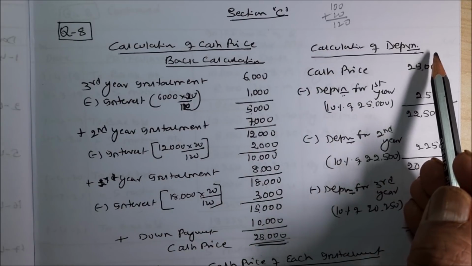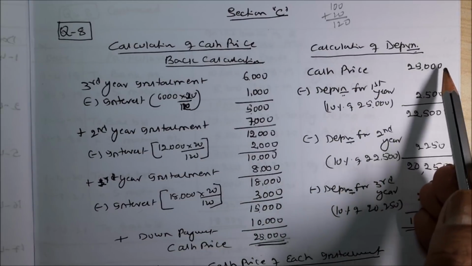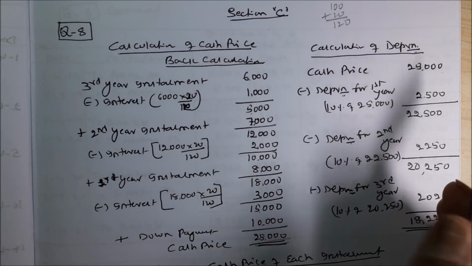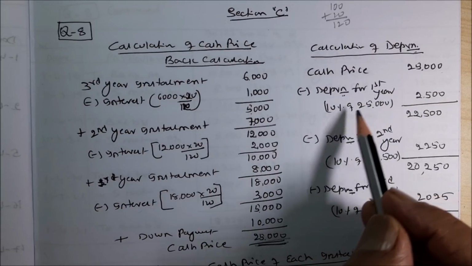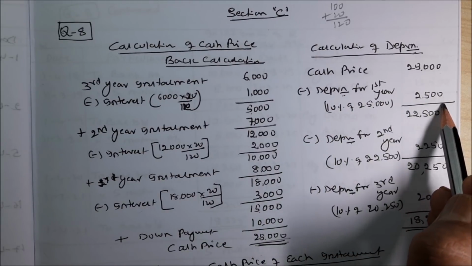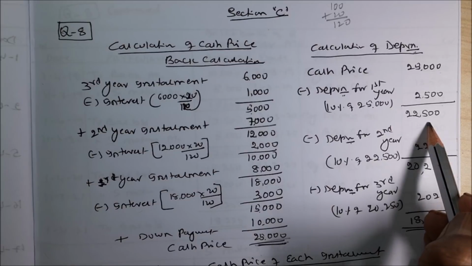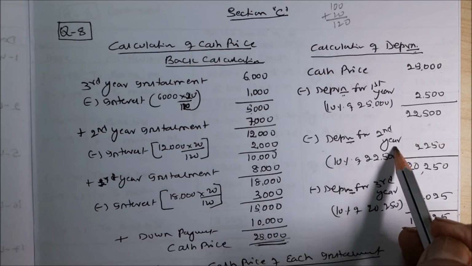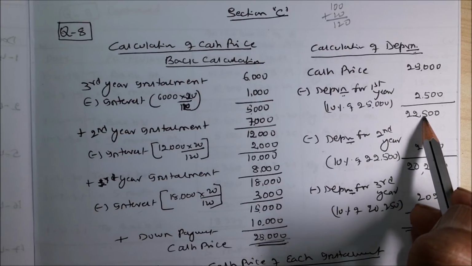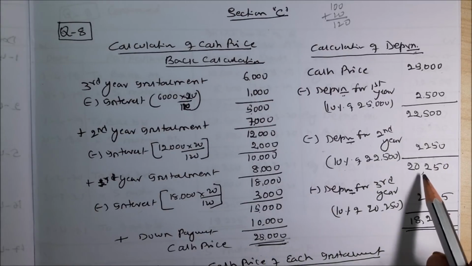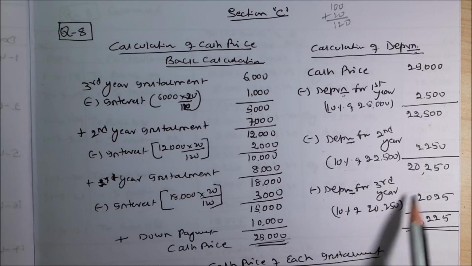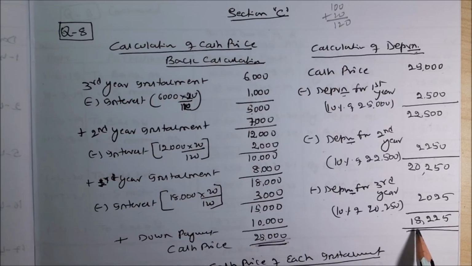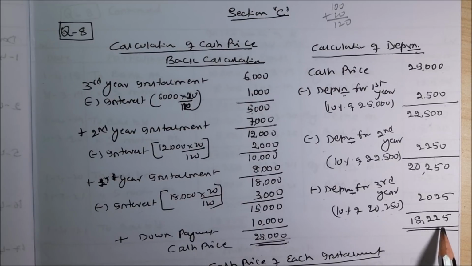Then calculation of depreciation, which I have learnt in second year PUC. Cash price 25,000, not the hire purchase price, because that includes interest. You are supposed to do it for cash price. Minus depreciation for first year, 10% of 25,000 is 2,500, so next year it becomes 22,500. Less depreciation for second year, 10% of 22,500, 2,250. Then it becomes 20,250. Less depreciation for third year, 10% of 20,250 is 2,025. Then it comes to 18,225. So the closing balance of the machine is 18,225.